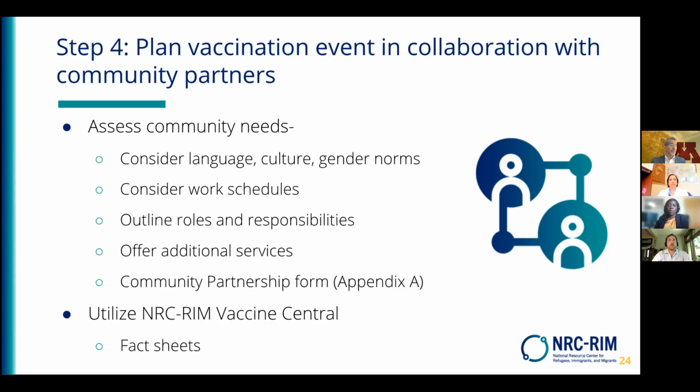There is a community partnership form, Appendix A in the NRC guide, that has a list of questions you can ask community partners, and they can also ask you, as you're thinking through the process for the vaccination events. There are also fact sheets, some of which have been shared earlier, that you can tailor, and you can have the community partners tailor them for the vaccination campaigns. Also encourage them to go on the NRC Ream Vaccine website to find all this information. You can also provide the information for them.